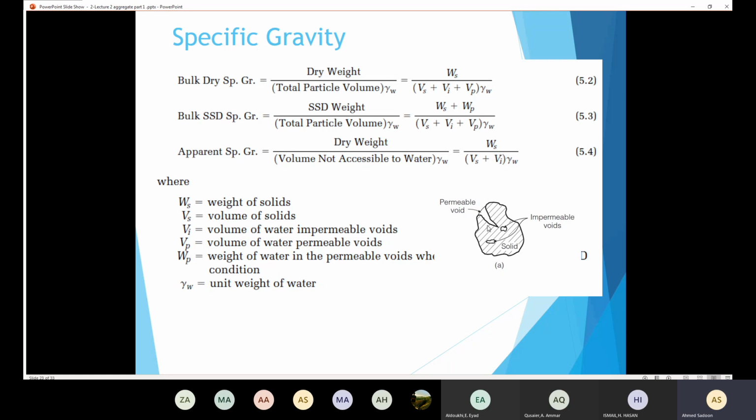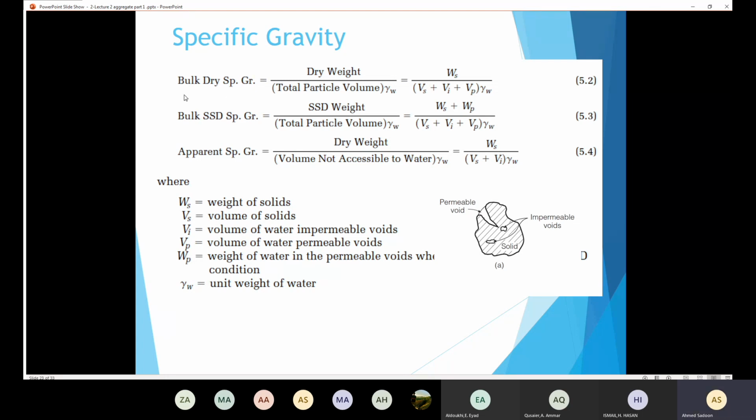We have three types, like I said, because of the voids. Here are the voids inside the aggregates. We have permeable voids, which means that these voids could be filled by water. And here we have the impermeable voids. These voids cannot be filled by water. And we have the solid part.